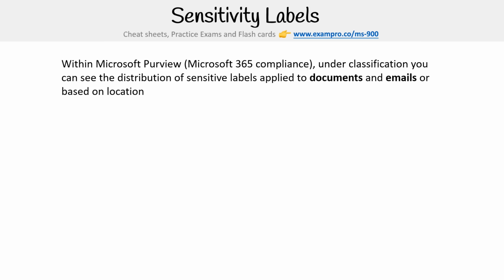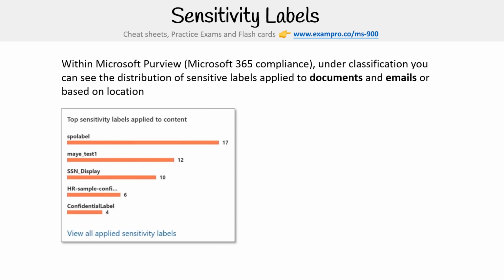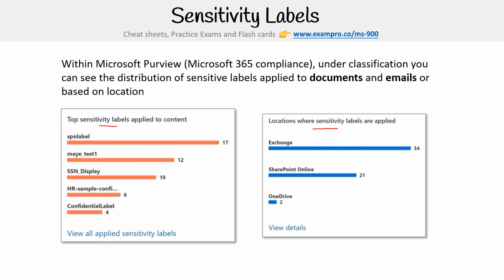So within Microsoft Purview, under classification, you can see the distribution of sensitive labels applied to documents and emails or based on location. So this gives you a visual to help you understand where these labels are located. On the left-hand side shows what sensitivity labels have been applied to the content. And then on the right here, it shows the location of where sensitivity labels are applied.